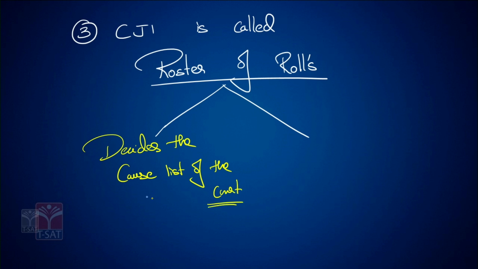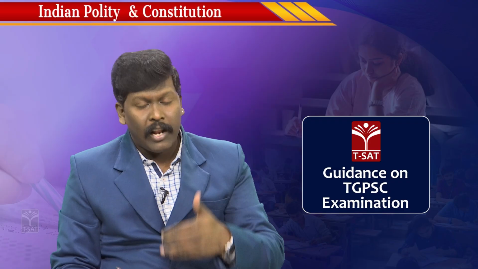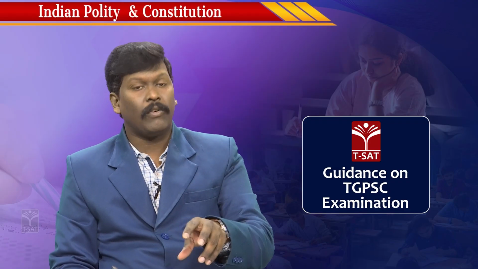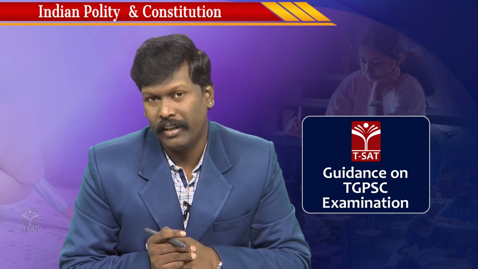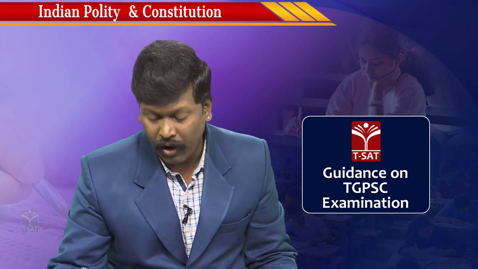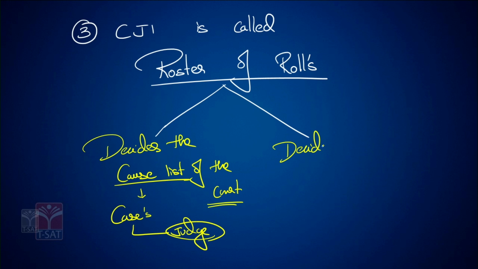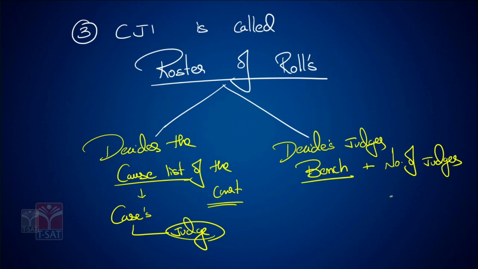What is the meaning of cause list? The cause list is the list of cases and to which judge each should be allotted. He decides which case should be allotted to which judge. This is one thing he decides. The second important point is that he also decides the bench, the judges bench, as well as the number of judges in a bench.